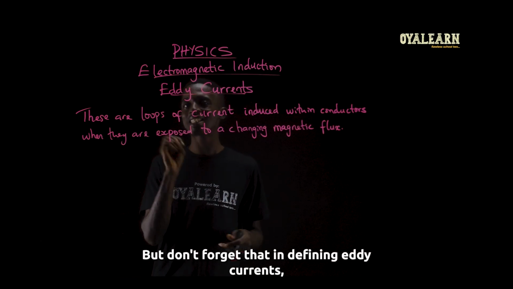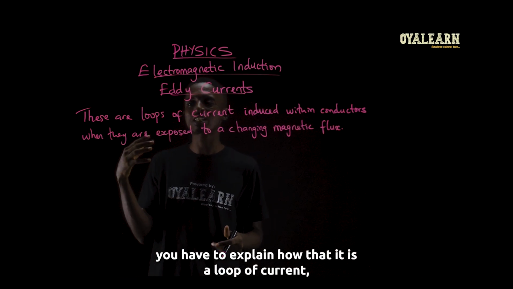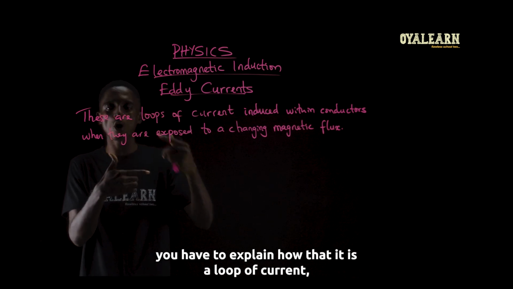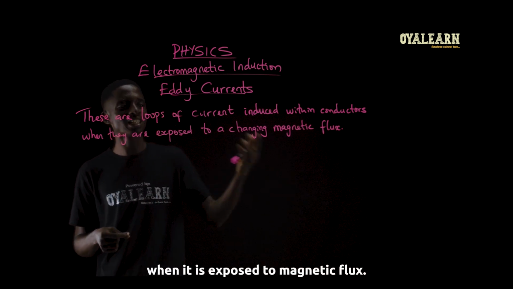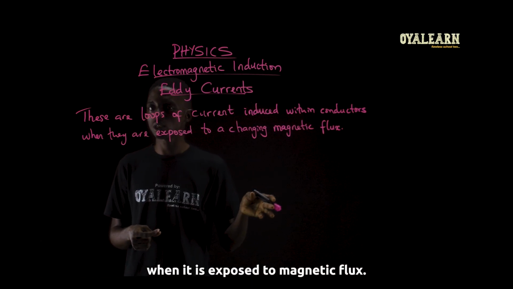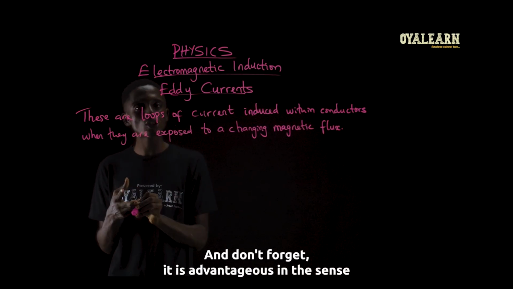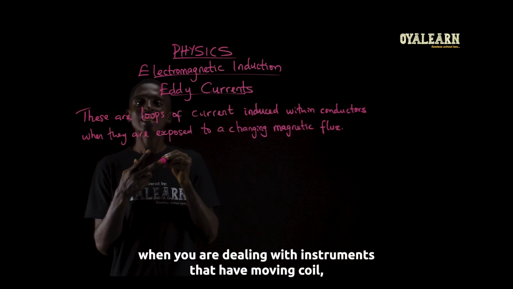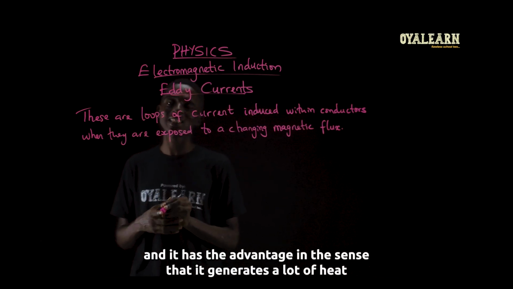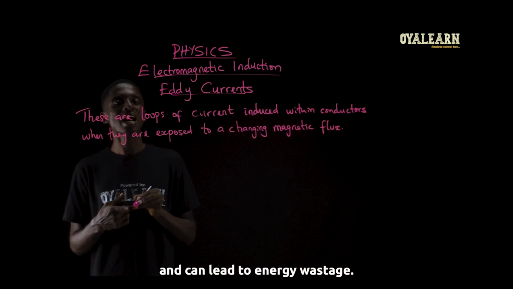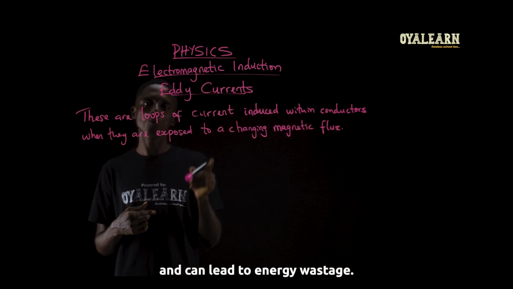But don't forget that in defining eddy current, you have to explain that it is a loop of current that is induced within the conductor when it is exposed to magnetic flux. And don't forget, it is advantageous in the sense when you are dealing with instruments that have moving coil, and it has disadvantage in the sense that it generates a lot of heat and can lead to energy wastage.